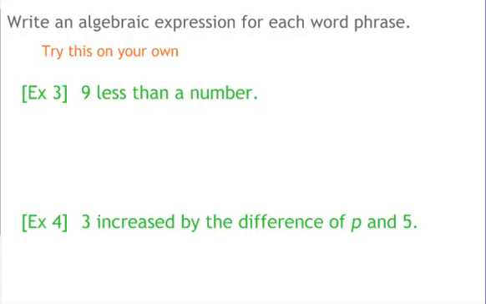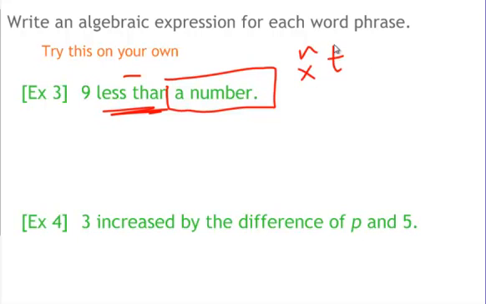Okay, welcome back. 9 less than a number. We know that less than is subtraction. Whenever we see this phrase, a number, that could be any variable. It could be n or x or t or y, whatever you want. So 9 less than a number. Less than flips it, so we're going to go n minus 9.